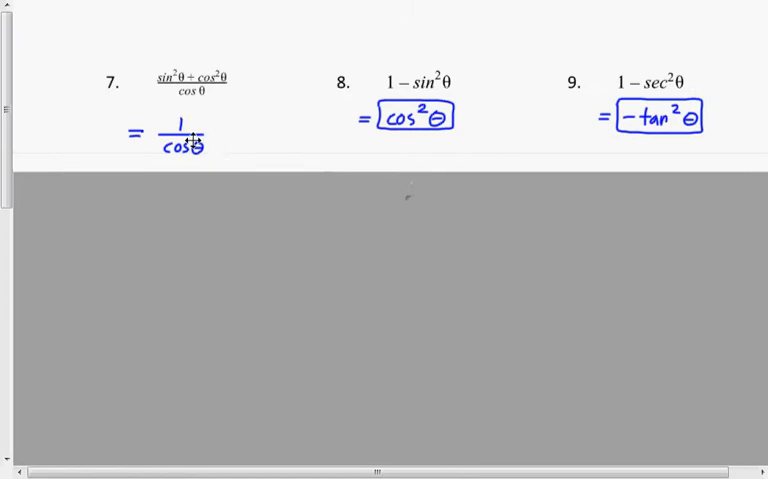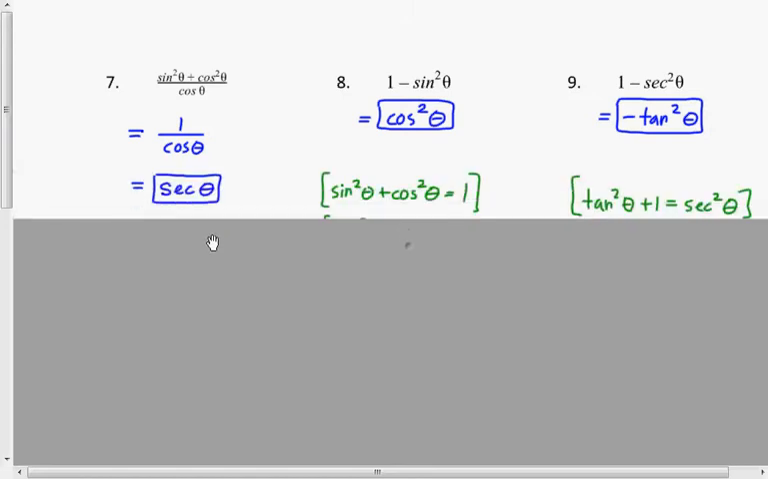So now we have 1 over the cosine. And based on the reciprocal identity, we can see that 1 over the cosine is equal to the cosine's reciprocal, the secant. So that fraction here reduces to the secant of theta.